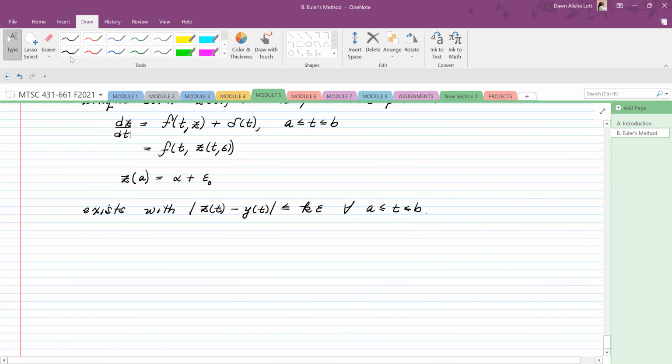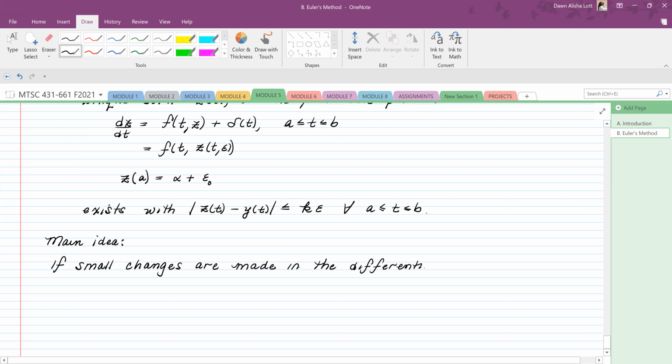So the main idea is that if small changes are made in the differential equation, or in the initial value, then the solution will change by only a small amount.